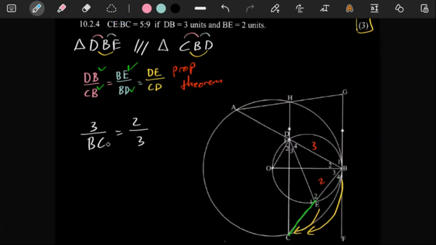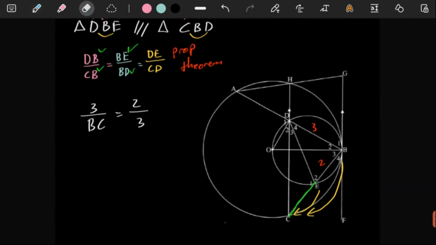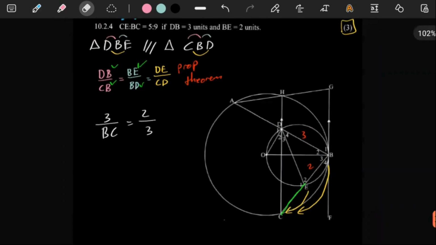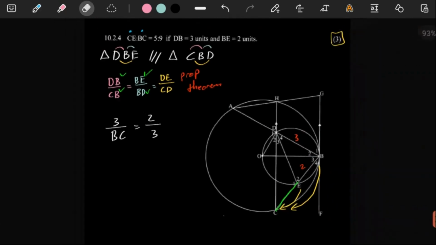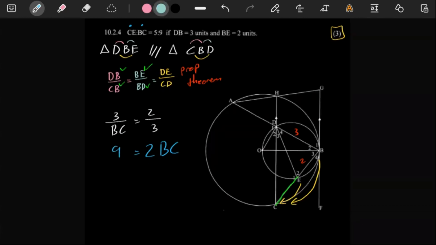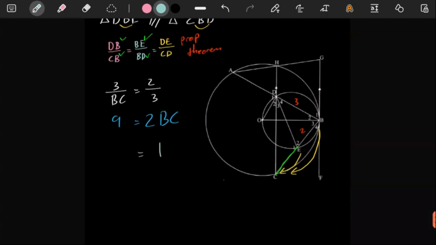So to get BC, we can cross multiply first. It's going to be 2 BC. Or maybe not. Let's pause here. BC, we said it is literally just a combination of two lines. No, I think I'm just overthinking it. Let's just get BC first, and then we'll think some more afterwards. This times this gives us 2 BC. 3 times 3 gives us a 9. And if you divide both sides by 2, BC is just 9 over 2.